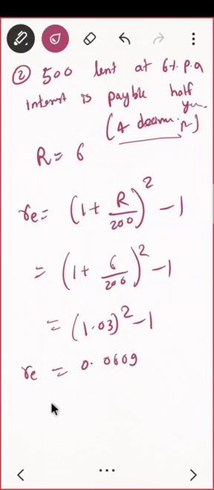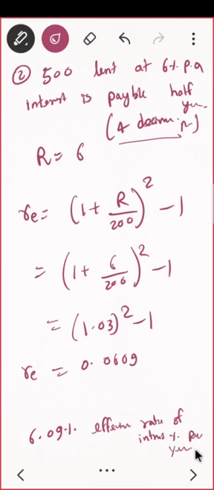So what will be the percentage? Correct. 6.09% is the effective rate of interest. Effective rate of interest, interest percent per year. So this is how you should solve whenever you are given something like this.